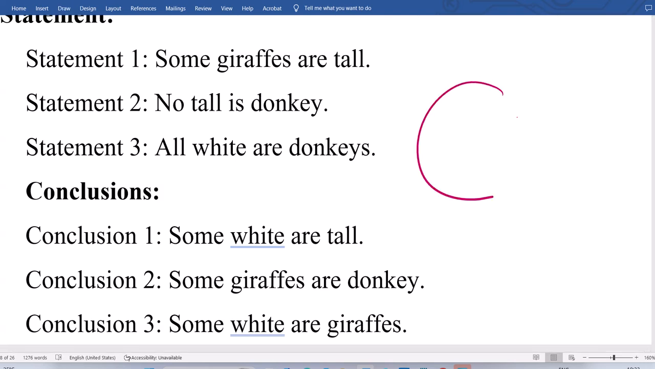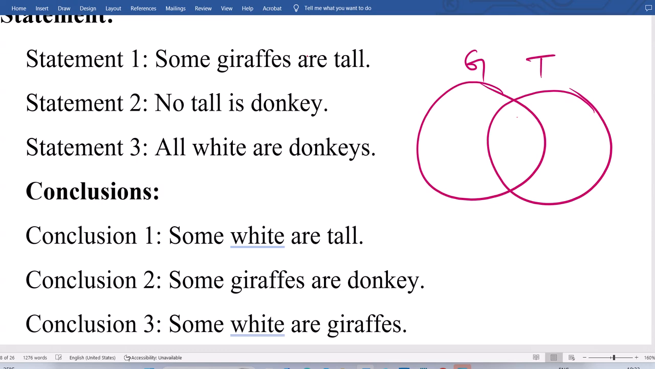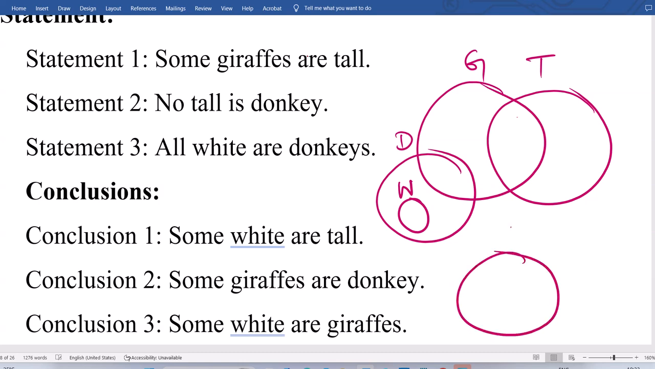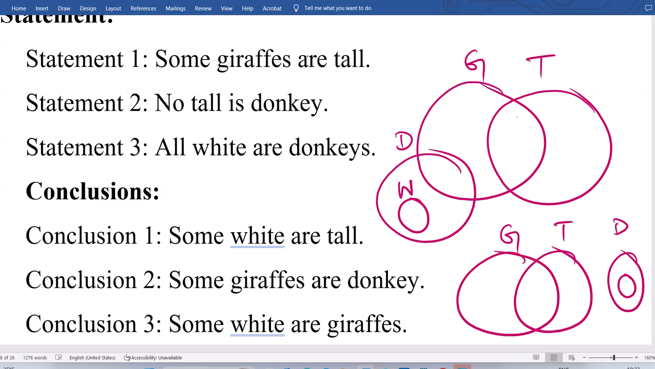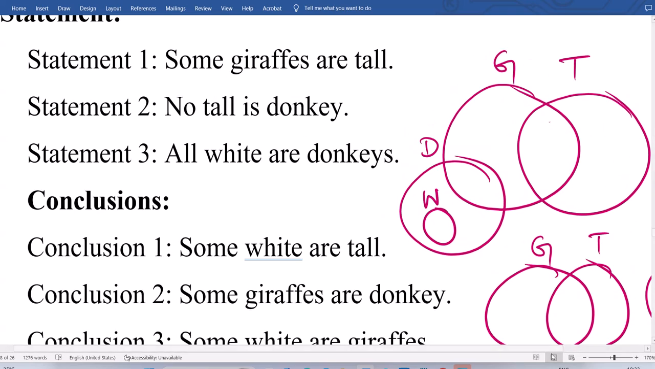Some giraffes are tall. No tall is donkey. All white are donkeys. I can draw like this also. You see, tall and donkey are not connected. All whites are in donkeys. We can draw a different way too. Some people do. Some giraffes are tall, no tall is donkey, all white are donkeys. You can draw like this also. It's your wish, you can draw in a different style.